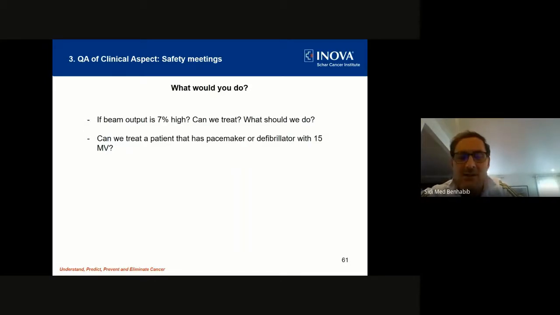And the second question, maybe not related to QA, is: if we are treating a patient with a pacemaker or defibrillator and you are using the 15X, is this good practice? There is an AAPM report about pacemakers and defibrillators, and they definitely do not recommend using the 15X because of neutron production. So these are just quick questions. Next slide, please.